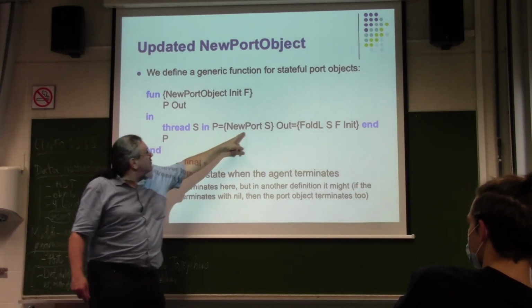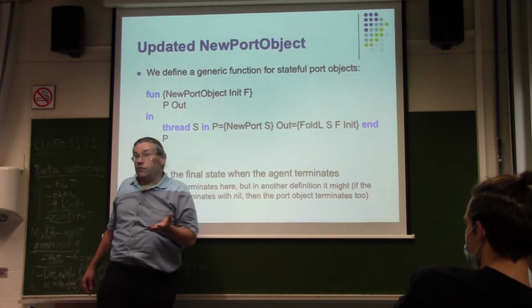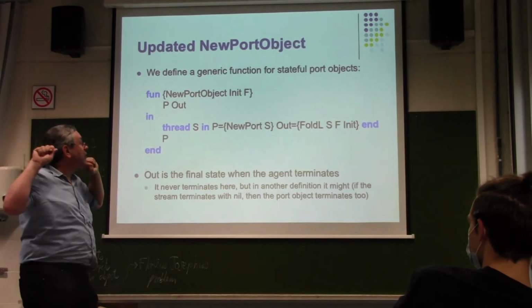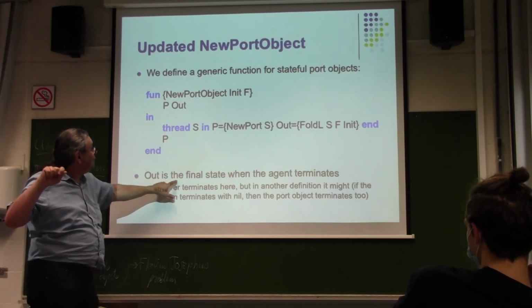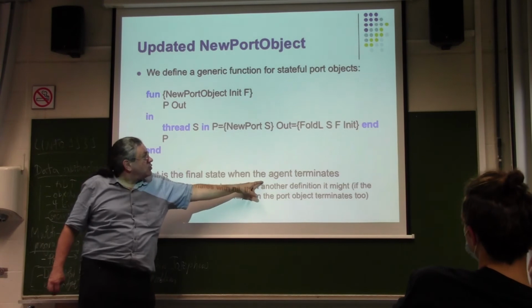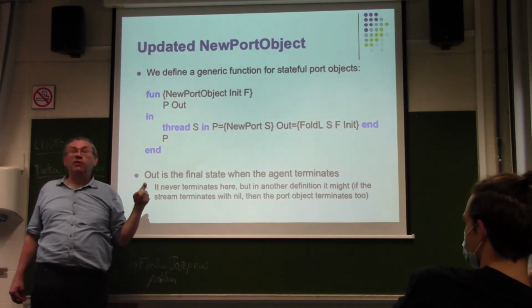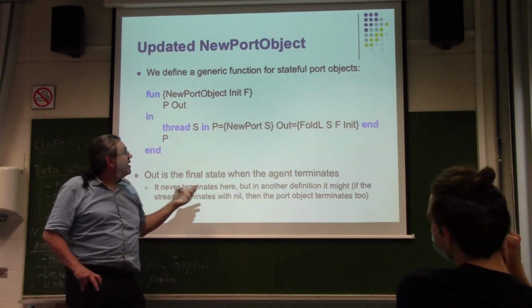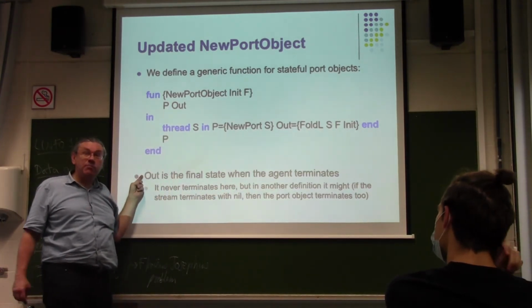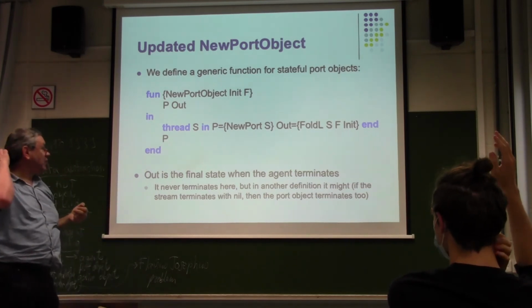So in the streams here, the stream will never terminate. There's never nil. But I could have a version of a stream where it terminates. So it's like I'm closing the stream. And out would be the final state of the port object when the agent terminates. So the out actually has a meaning there. Even though I didn't originally think of it like that, I have to put it here because fold is a function. But it actually has interesting meaning, you see? So it does something nice in terms of port objects.